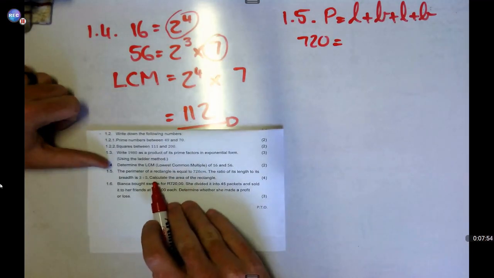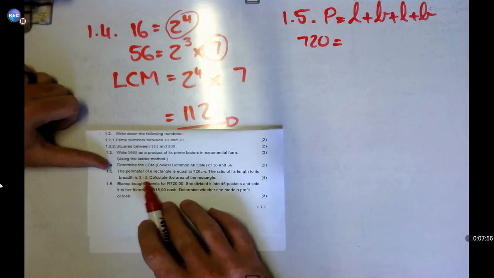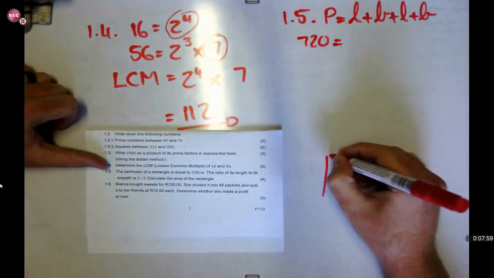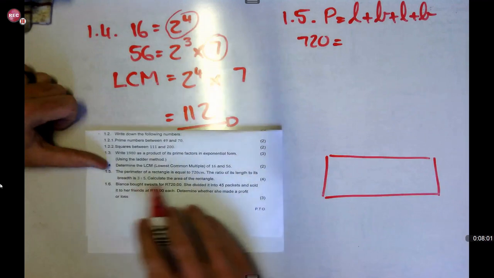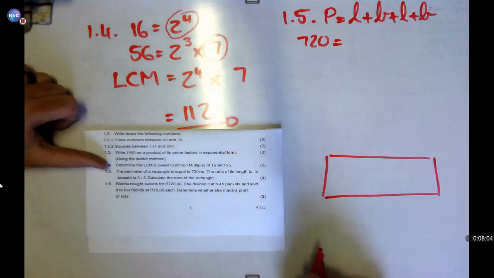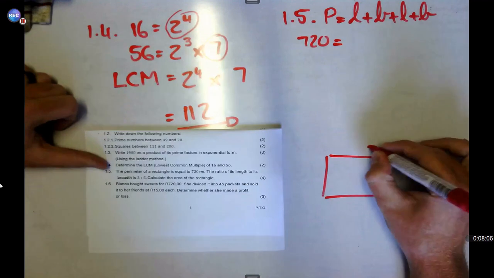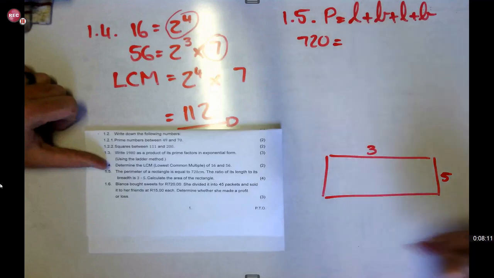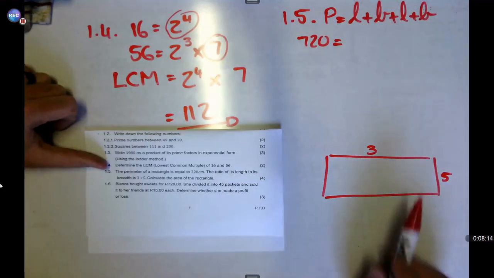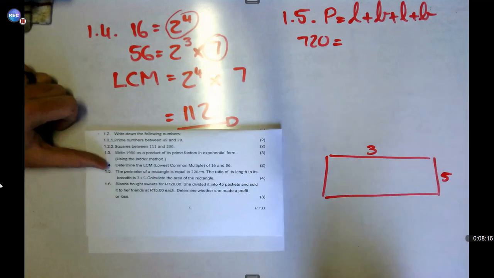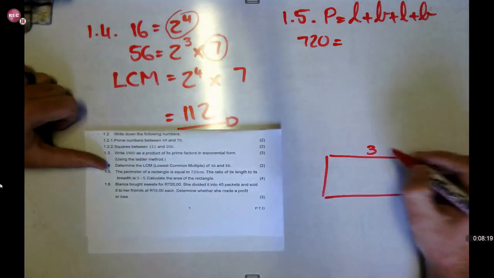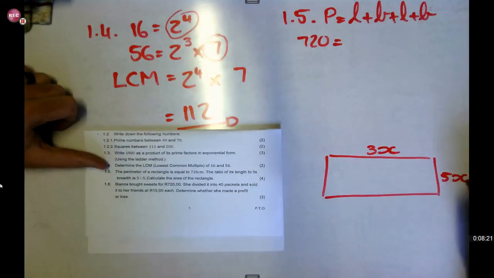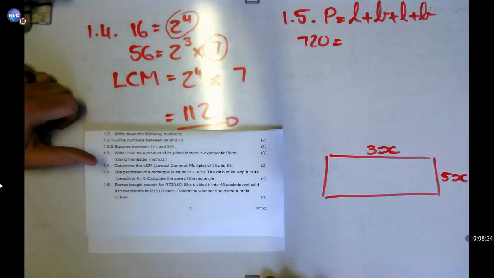And then the ratio is 3 to 5. So if I draw the rectangle over here, they talk about the length to its breadth. So the length is 3 in the ratio and the breadth is 5. But we do not know what the values of these lengths are. So we're going to say 3x and 5x, and that is what you will work with in order to get the lengths of the sides to calculate the area of this rectangle.